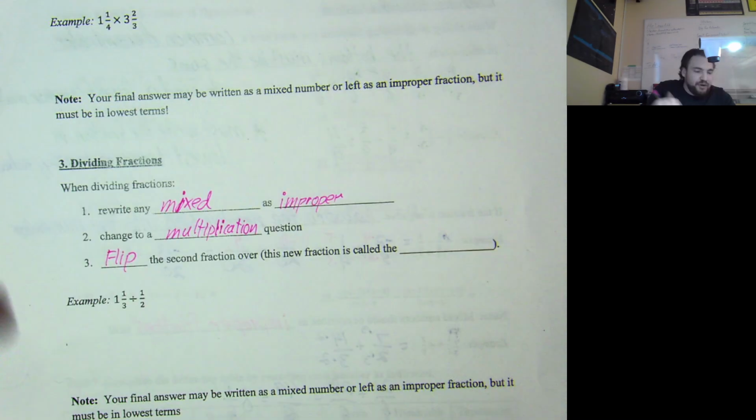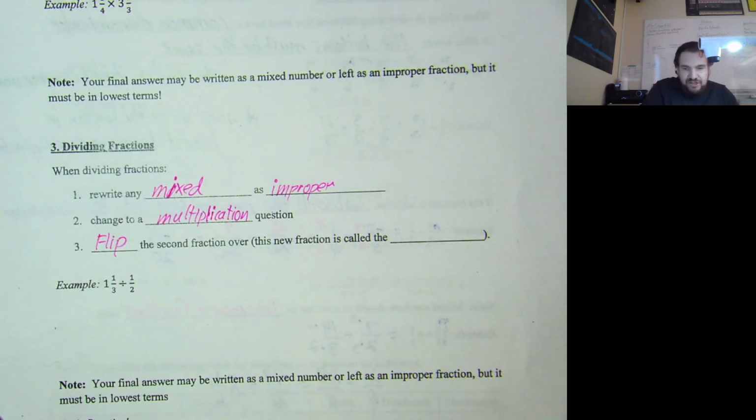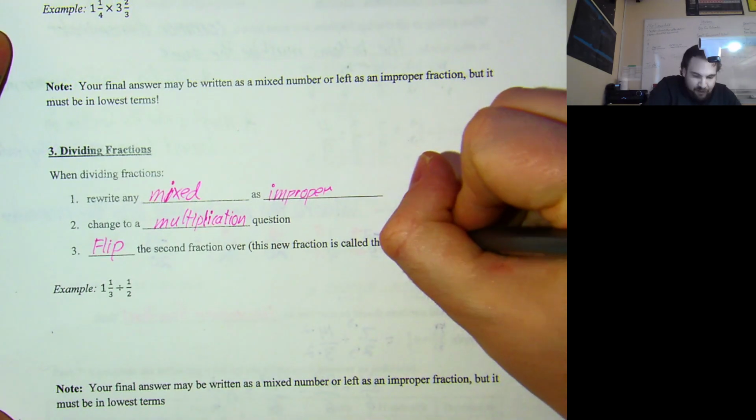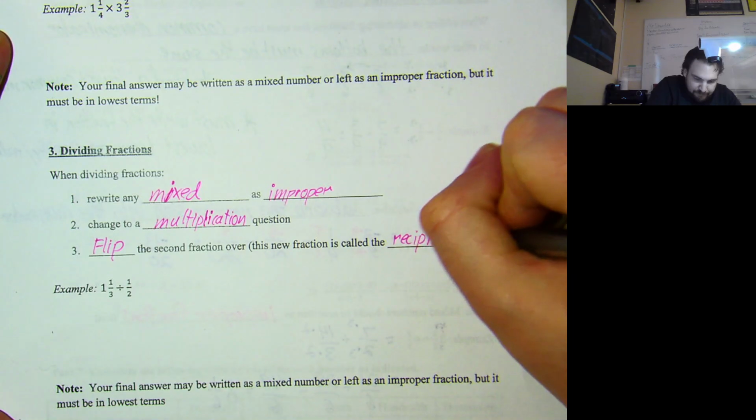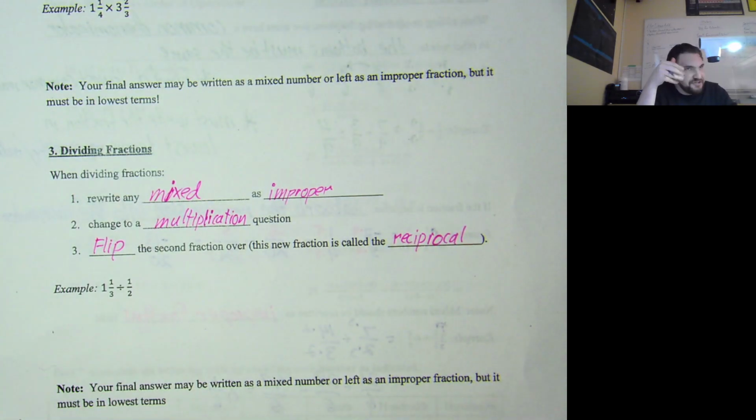You flip what you're dividing by, which is the second fraction, over. This new fraction is the reciprocal of the original second fraction. So dividing by a fraction is the same thing as multiplying by its reciprocal. So we can do one of these relatively easily here.